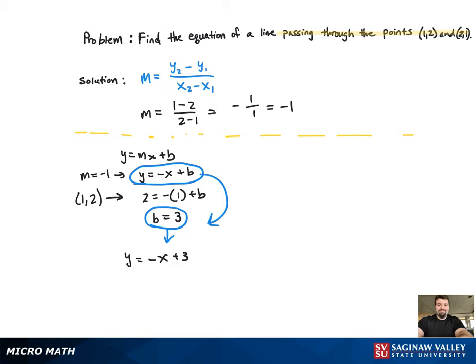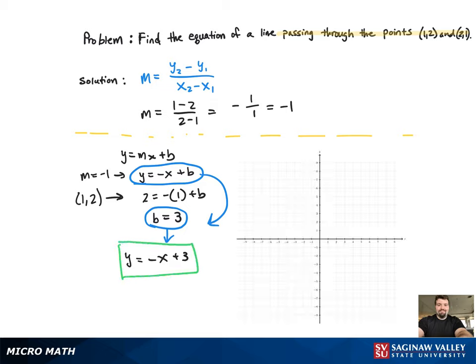Now on the right-hand side, you'll see the graph. And we'll just put the two points on the graph and connect the dots. And there's our line.